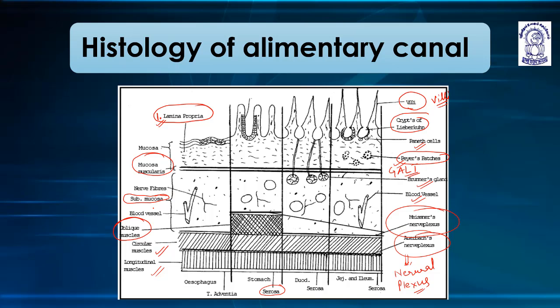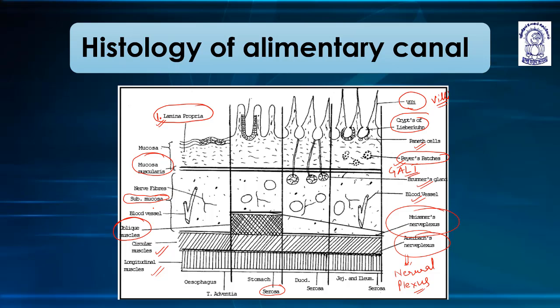Serosa is absent in esophagus. Please remember this point. This has been a part of questions every time. Serosa is a layer which is absent in esophagus and it is present in stomach, duodenum, jejunum, and ileum. The large intestinal region, especially the rectum and the anal canal, does not have the serosal layer.